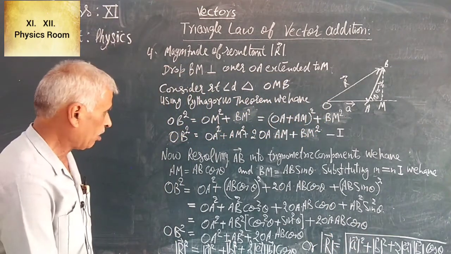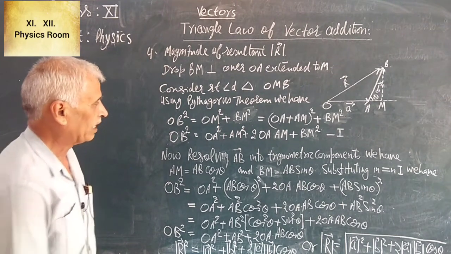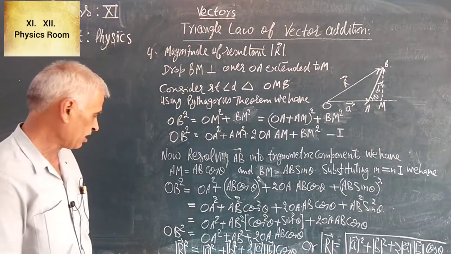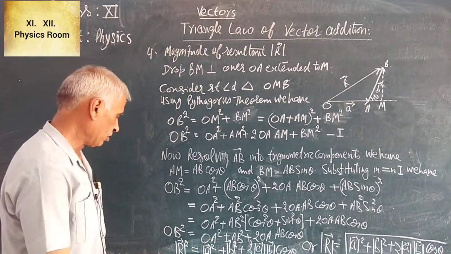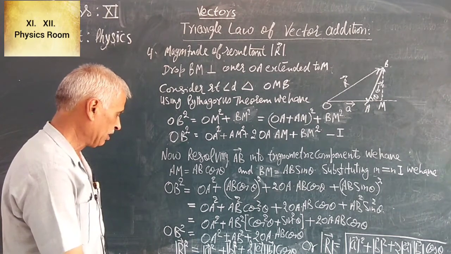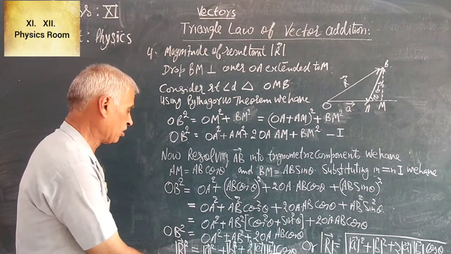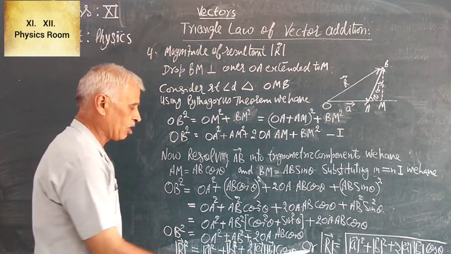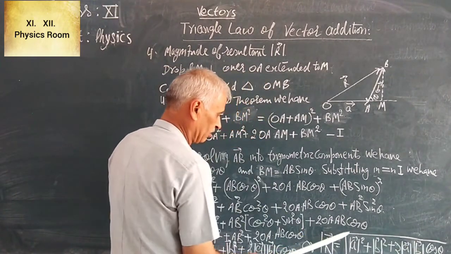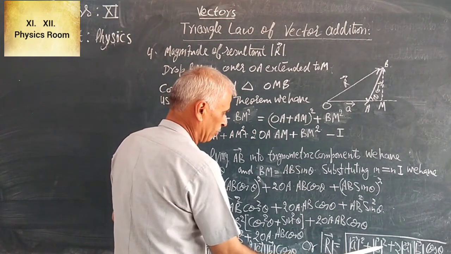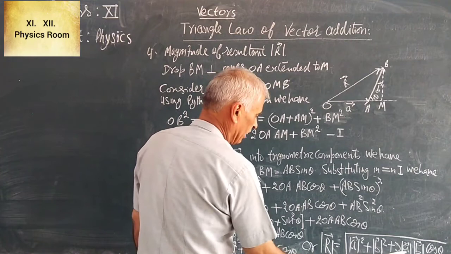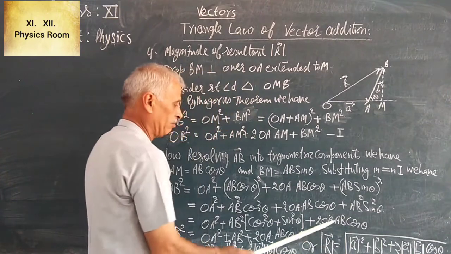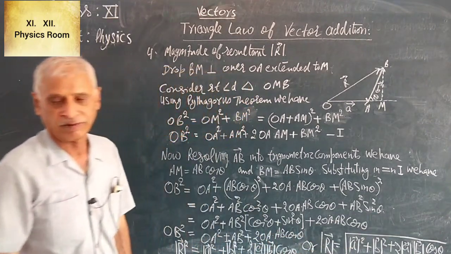So this is the magnitude of resultant of two vectors A and B when they are added. So this is the expression for vector addition. Mod R square is equal to mod A square plus mod B square plus 2 mod A mod B cos theta. So you have to take under root of this to find out R. So R is the under root of mod A square plus mod B square plus 2 mod A mod B cos theta. So this is the expression for magnitude of resultant of vector addition.